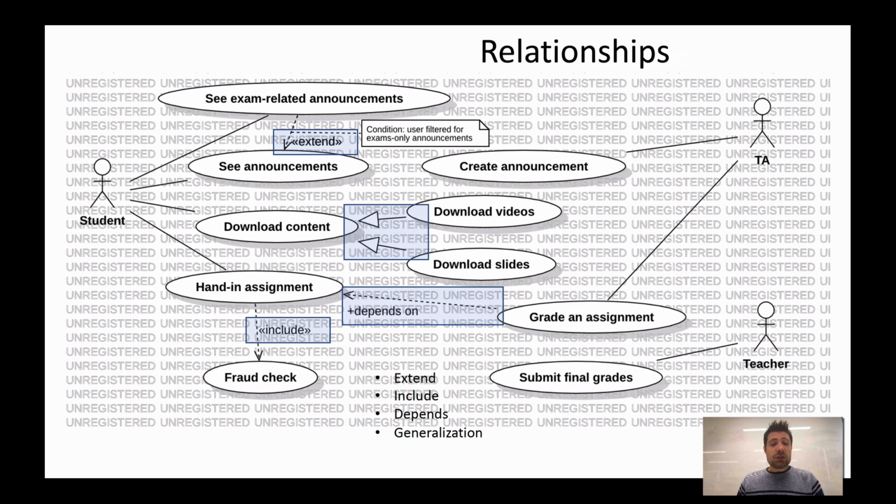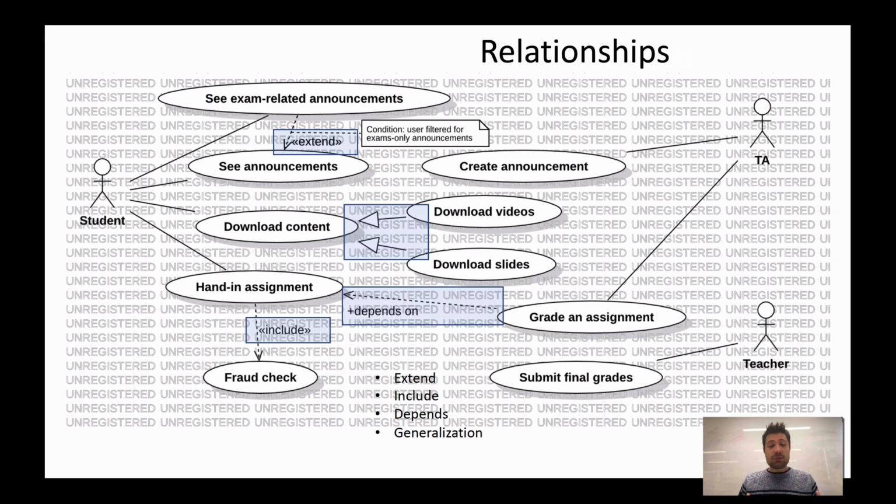We have relationships. I discussed a few of them. For example, include. Include basically means that, in this example, hand in assignment includes fraud check. So whenever you hand in an assignment, a fraud check is always executed. So in a way, fraud check is part of the hand in assignment.